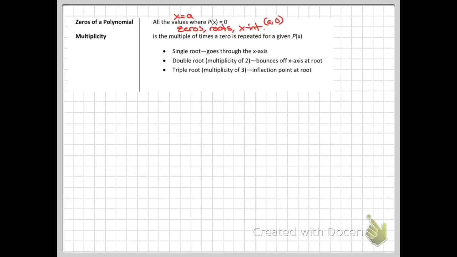So the 0 is going to tell me where my point is. Maybe I have a point right here. The 0 gives me the point. The multiplicity tells me what it's going to look like right there. So multiplicity is just a fancy term for the exponent. You look at the exponent that is on your factor to figure out what it looks like.